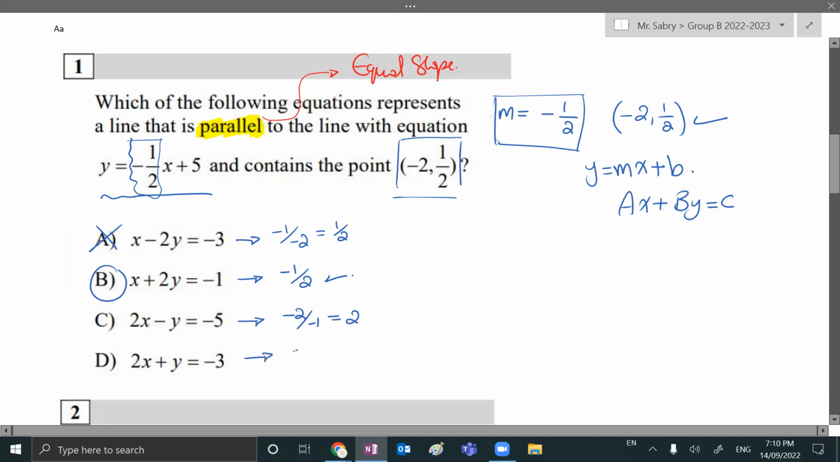Does that make sense? Yes or no? And if you have any questions, please ask them. Makes sense.